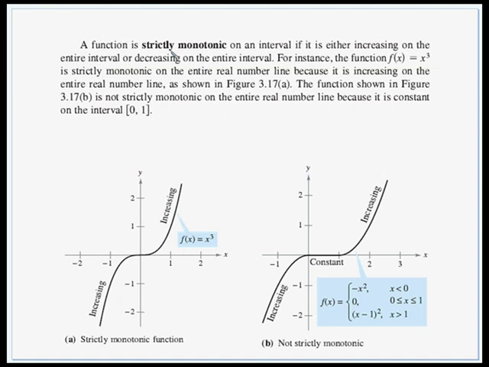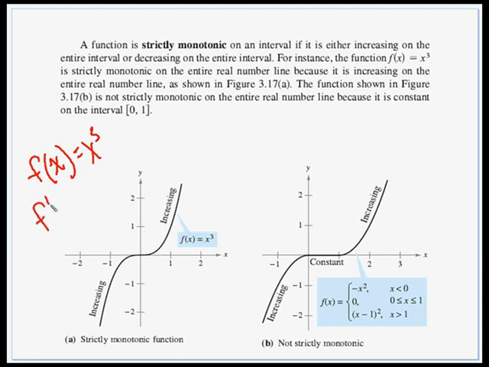Now a function is strictly monotonic on an interval if it is either increasing on the entire interval or decreasing on the entire interval. For instance, the function f of x is x to the third is strictly monotonic on the entire real number line because it increases on the entire real number line, as shown in the first figure down here. F of x is x to the third.